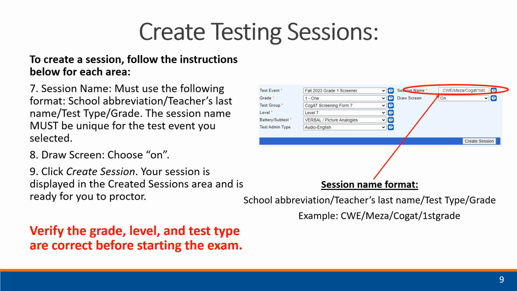For number 8, the draw screen, please choose on. And the last step for creating a testing session is clicking Create Session. Once you click Create Session, your session will be displayed in the Created Sessions area and is ready for you to proctor. Now, please take a moment to carefully verify the grade level and test type before beginning the exam. Selecting the incorrect grade or test type will require us to administer the screener again with the correct settings. To avoid any delays, it is very important to double check that the appropriate options have been selected.